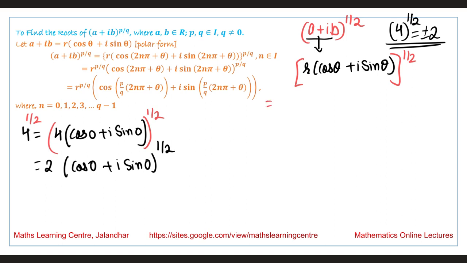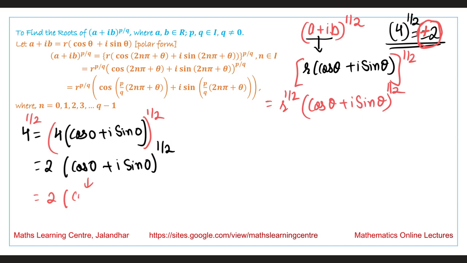So what we are saying over here is r raised to the power 1/2, r is a real number, into (cos theta plus iota sin theta) raised to the power 1/2. Now by De Moivre's theorem we know that this is equal to 2 into... I am explaining why this plus minus is there, why not only plus 2.